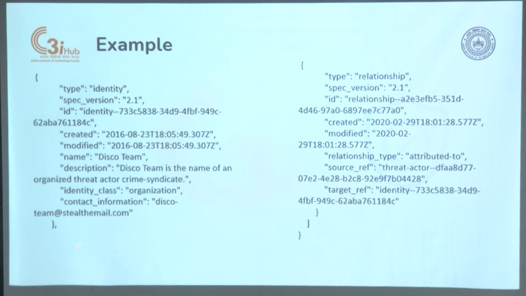it also has contact information. Now, the third object inside the bundle is the relationship object, which has an ID, and the relationship is attributed to. Here is a threat actor and here is an identity. So, this threat actor is attributed to this identity. So, if this identity is ever mentioned, it basically means this threat actor, and any other information related to this threat actor will be relevant, right. So, this is one example.